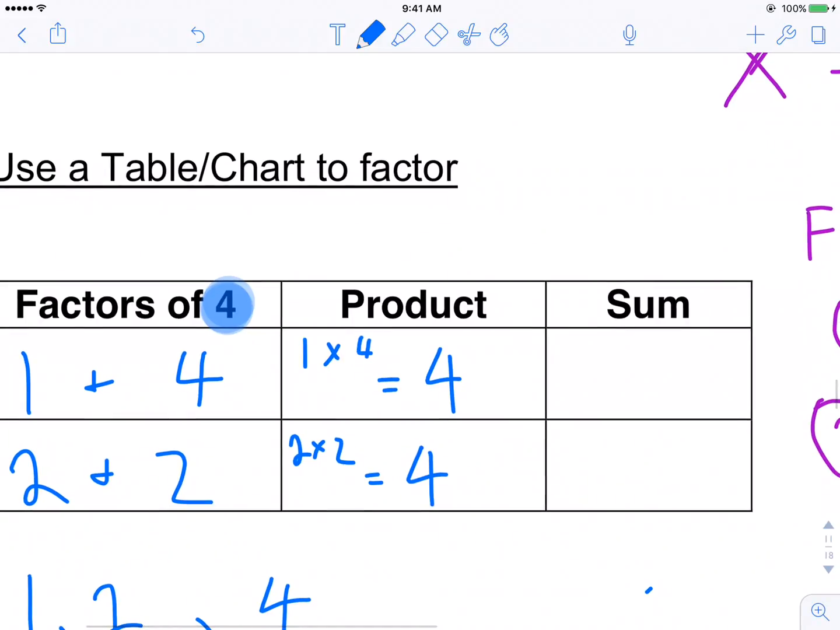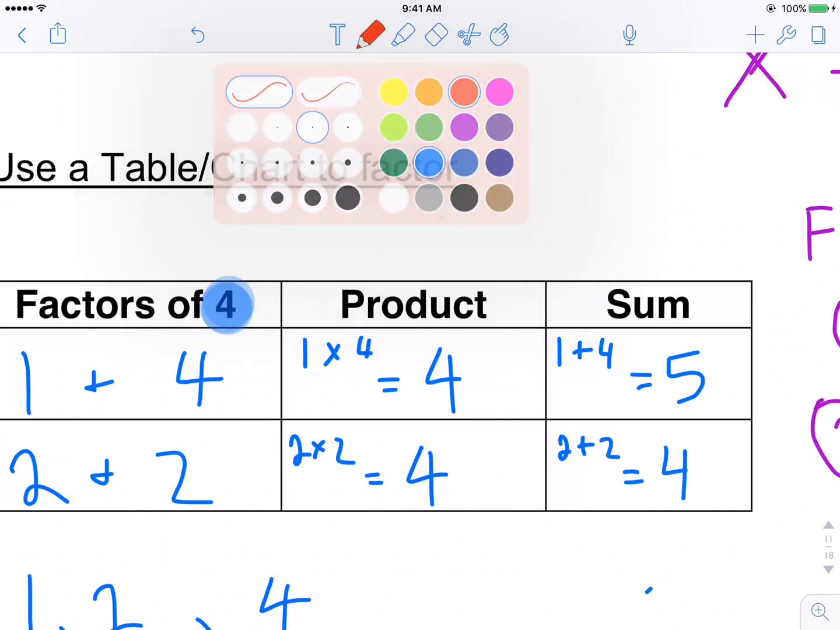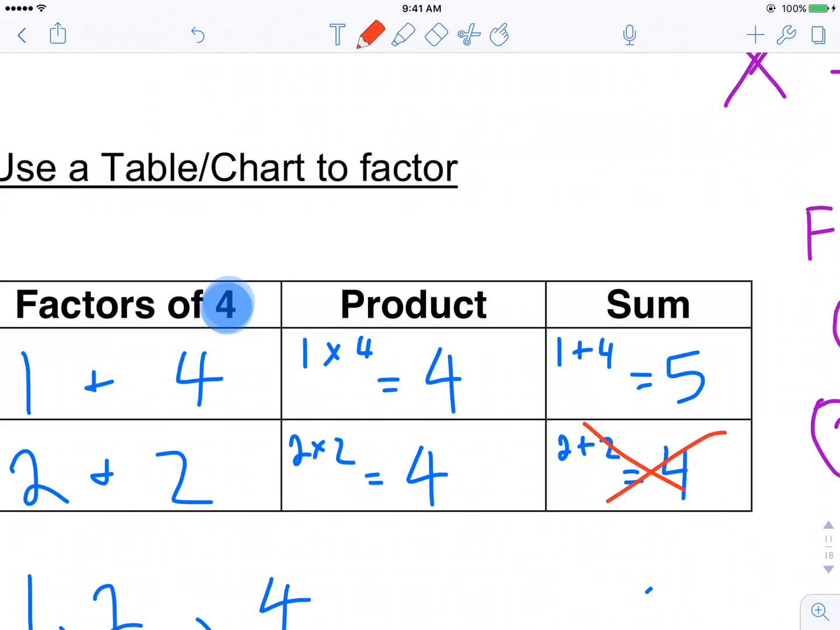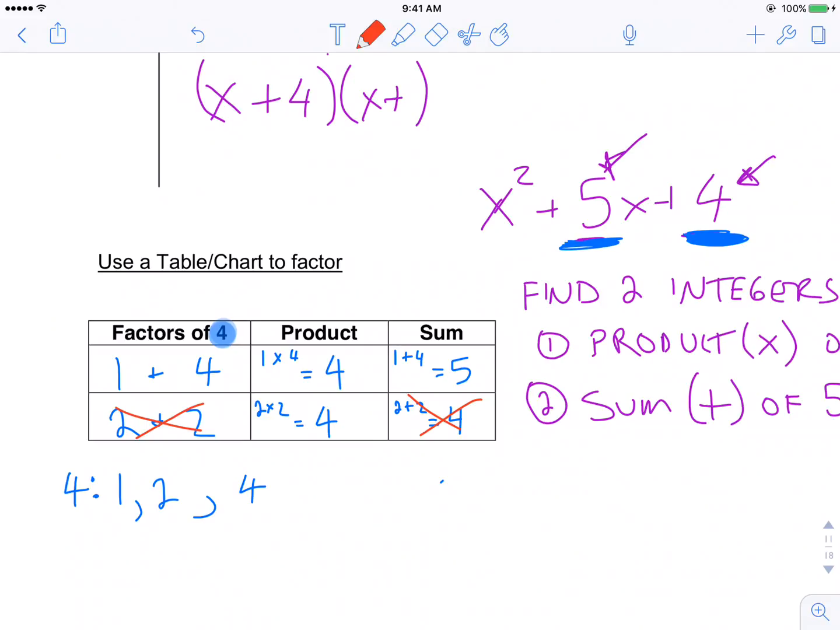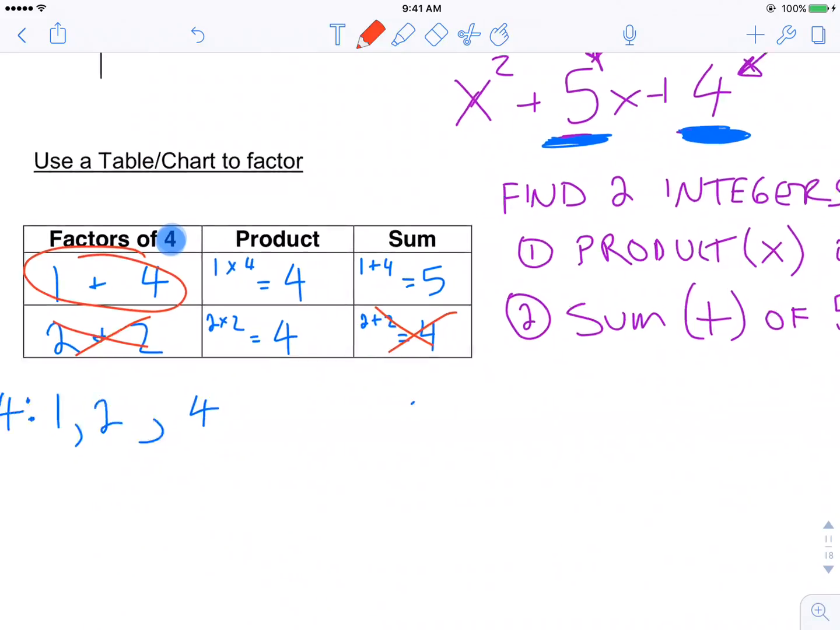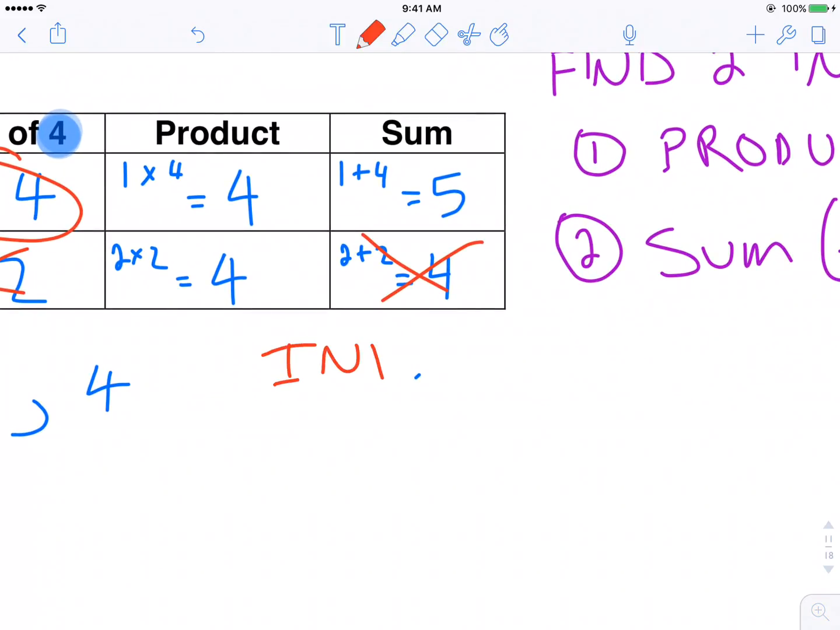Well, what about the sum? 1 plus 4 is equal to 5. 2 plus 2 is equal to 4. Well, this one does not give me the numbers that I need here, so it can't be 2 and 2. So it has to be 1 and 4. So now that I've found my integers, my integers are 1 and 4.